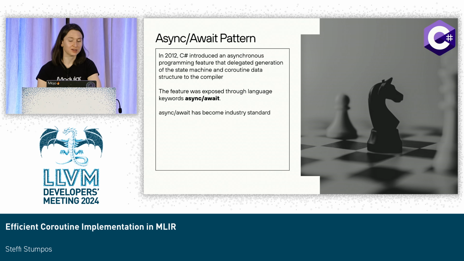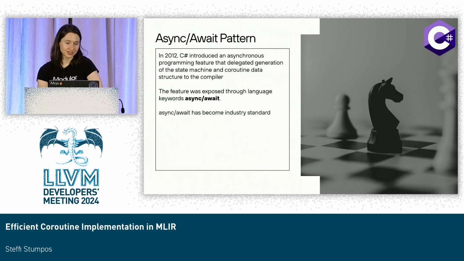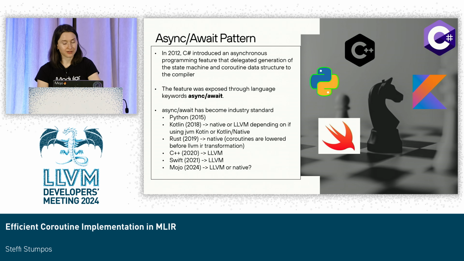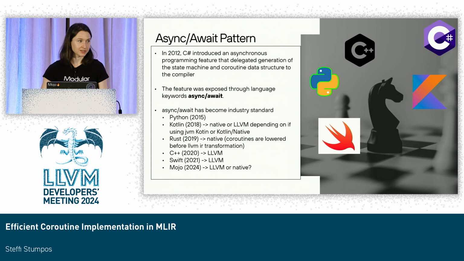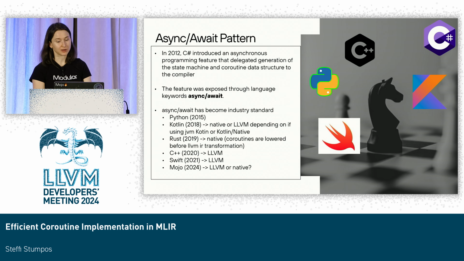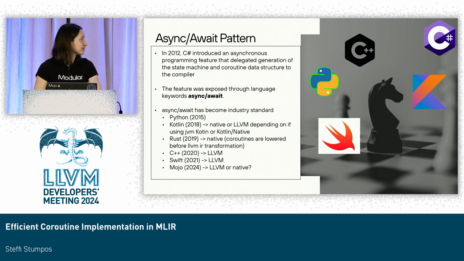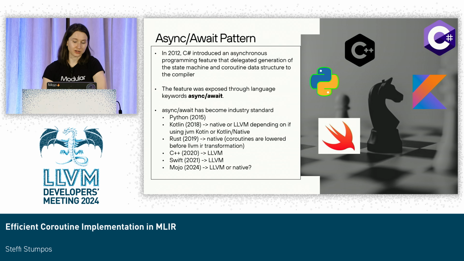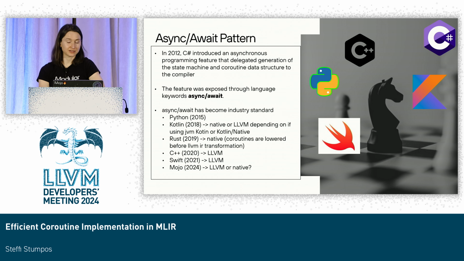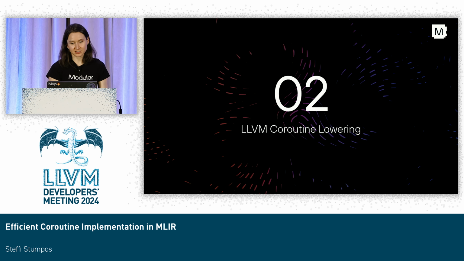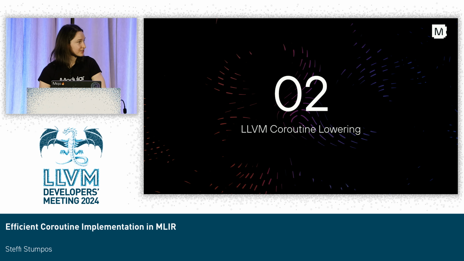And in 2012, C# popularized the async await pattern. And it's since become the industry standard. So a lot of languages, including Python, Kotlin, Rust, C++, Swift, and now Mojo have adopted the pattern as well. And as you can see from the labeling, a lot of these languages use LLVM as their backend for coroutine implementation. So why not use that for Mojo? Well, let's take a look at it. We'll assess it here and see if it works for us.